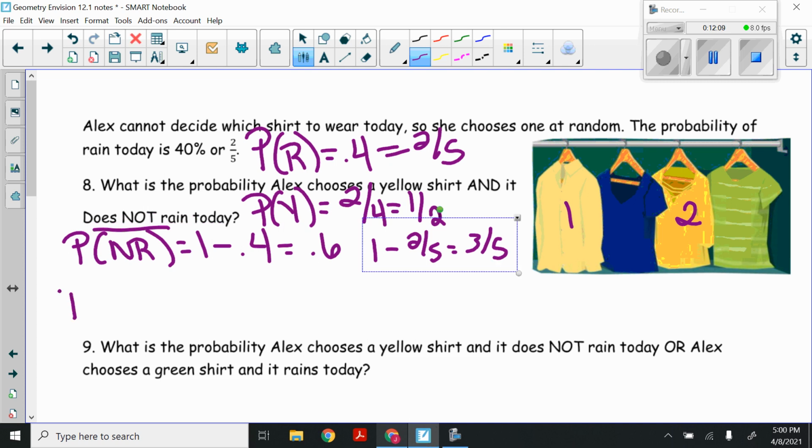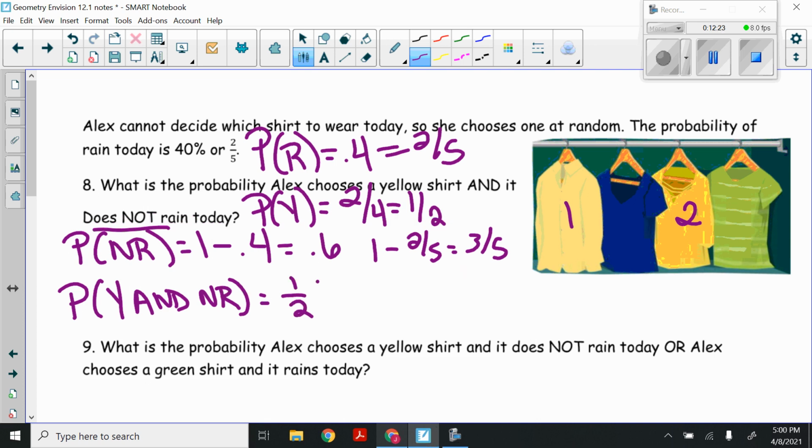So now we want the probability of yellow and no rain. Anytime I have an "and" in here, I'm going to multiply my probabilities. So probability of yellow, 1/2, times the probability of no rain, 3/5. Multiply those together and I get 3/10, or 0.3, or 30%.